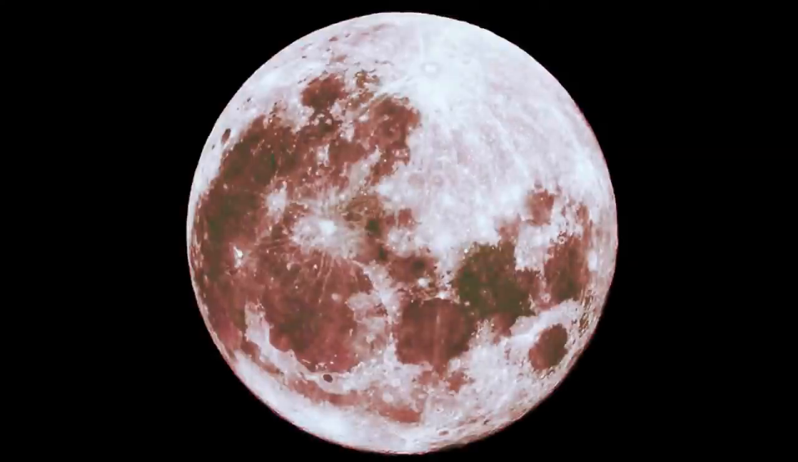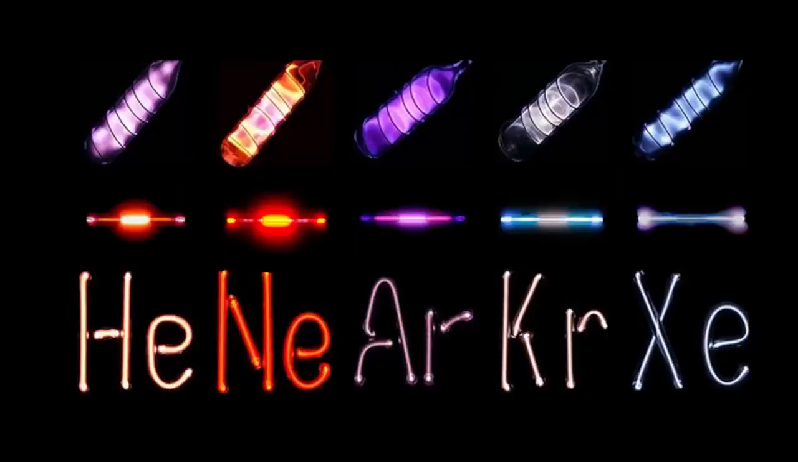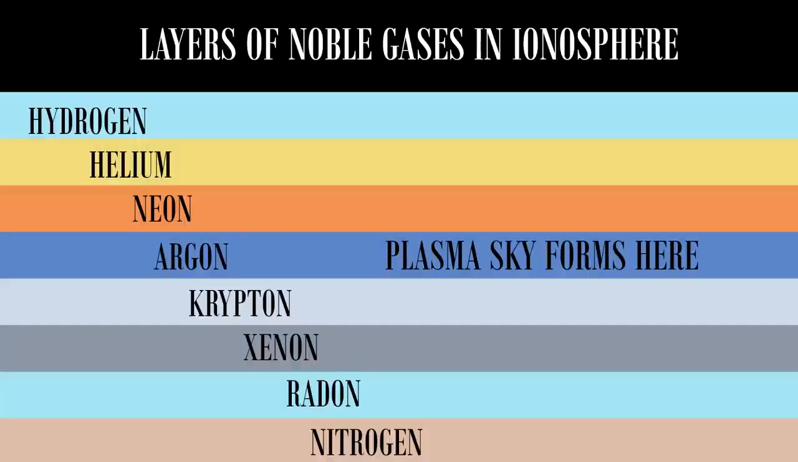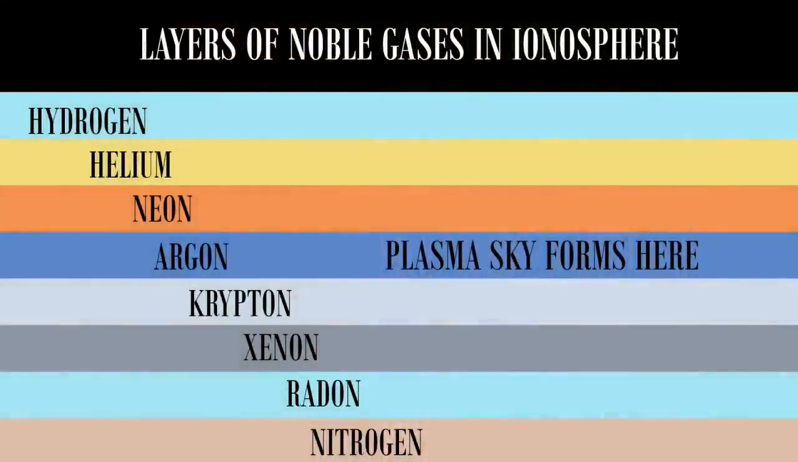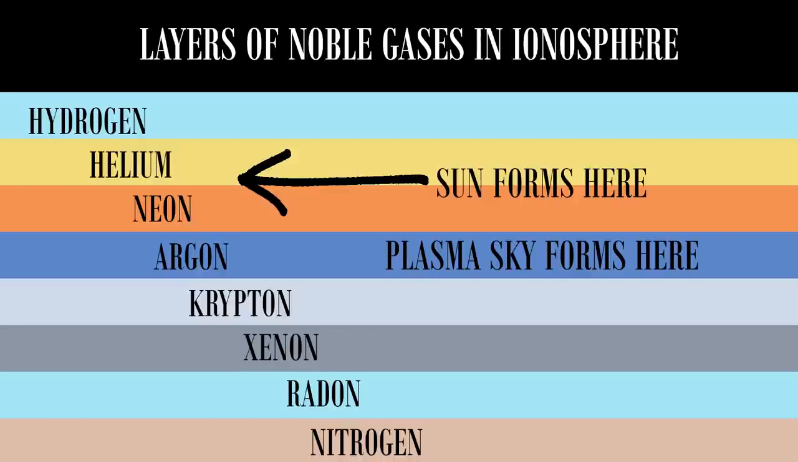If the moon is a point of focused, condensed plasma, then it has to occur within one of the layers in the ionosphere above us. All the various inert noble gases in our ionosphere appear at differing layers and altitudes. We looked at how these are charged by the sun's electromagnetism to form the plasma sky. At a certain altitude in the ionosphere, there are two layers of neon and helium gas. It is likely that the sun forms in a similar fashion within these layers. After all, helium is linguistically very similar to helios.